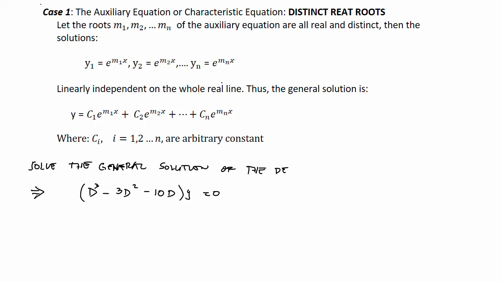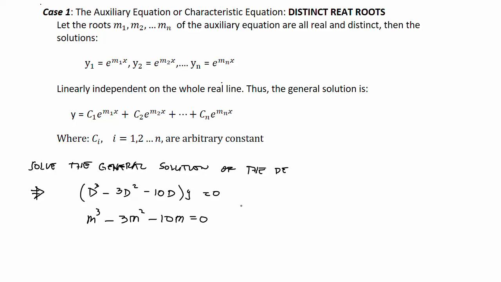And as you can see, this is already in the form of differential operator. Okay, so the next step is for us to convert this into an auxiliary equation. So we have m cubed minus 3m squared minus 10m is equal to 0. Okay, so since the operator D is used, we cannot see the other variable aside from this y.